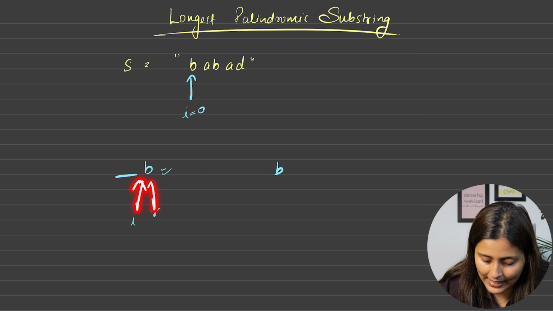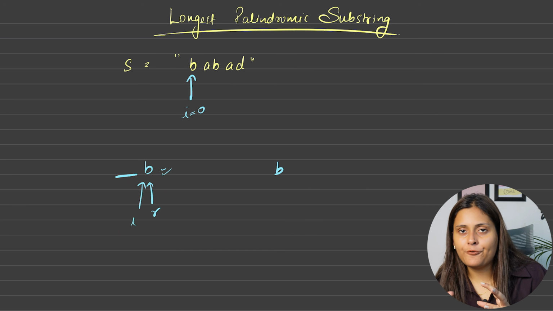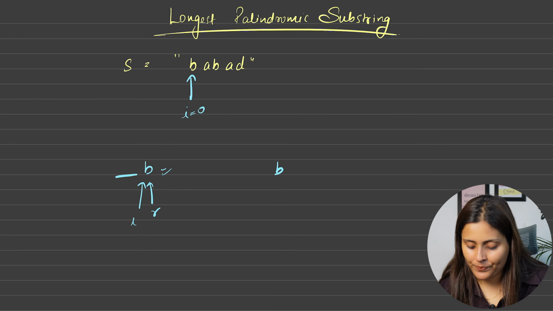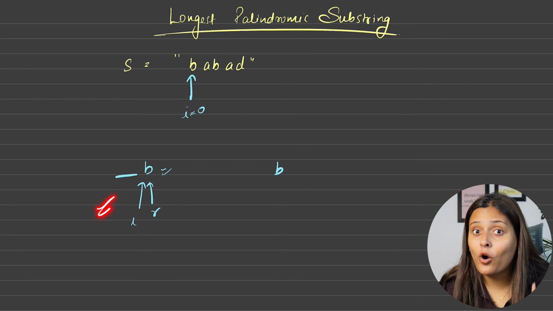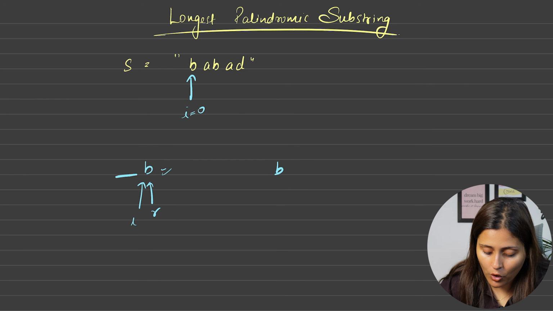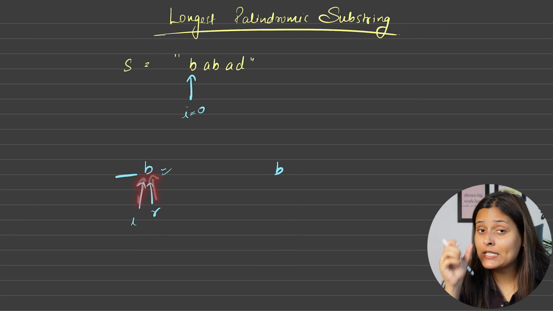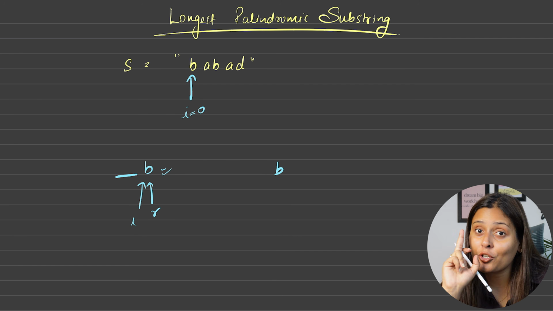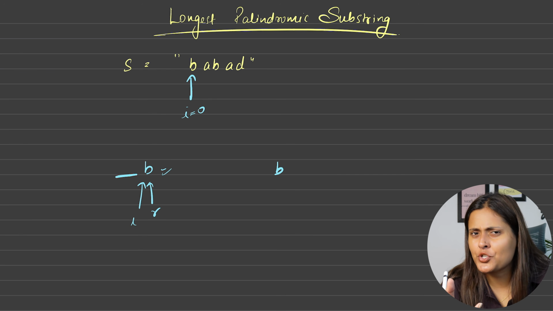have to check L and R. With the help of L and R, we have to keep on expanding and checking at what length it is a palindrome. But this is for odd length, remember, because for odd length L and R point to the same character, but for even length palindrome L and R cross each other instead of touching itself.